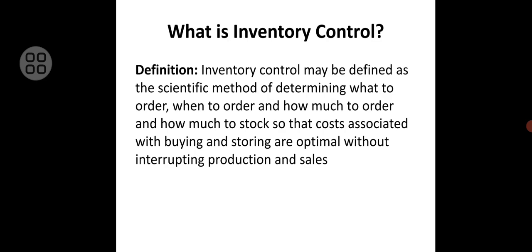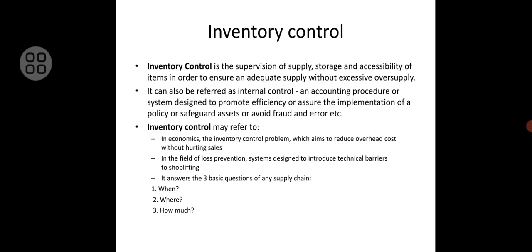Is inventory necessary? What are the advantages? What are the disadvantages? What are the types of inventory? We have to discuss them one by one. Inventory control is the supervision of supply, storage, and accessibility of items in order to ensure an adequate supply without excessive oversupply. That is called inventory control.